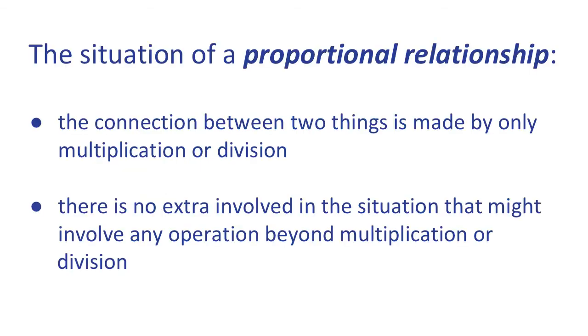Identifying proportional relationships from situations. The situation of a proportional relationship has 2 things you're looking for. One, the connection between the 2 things is made by only multiplication or division. And two, there is no extra involved in the situation that might involve any operation beyond multiplication or division. So that's the key. We're looking for situations where the results will only be found through multiplication or division. If there's any other operations that might be involved, it is not going to be proportional.